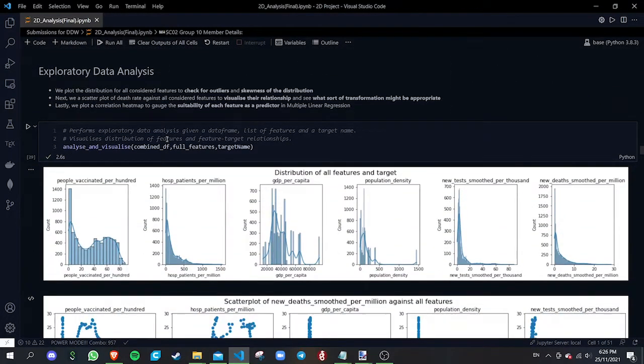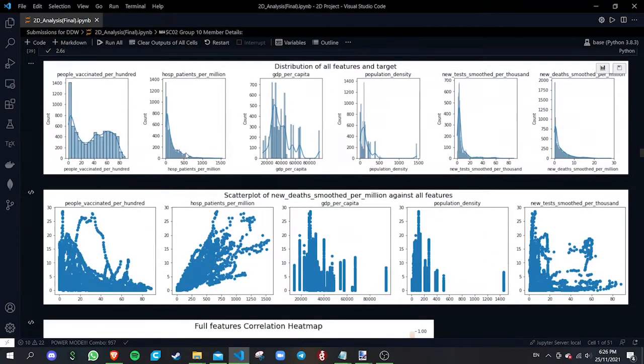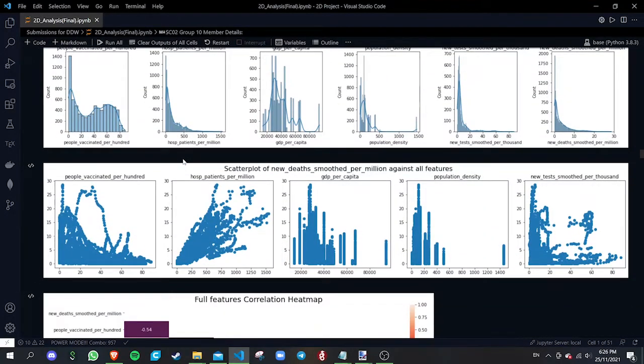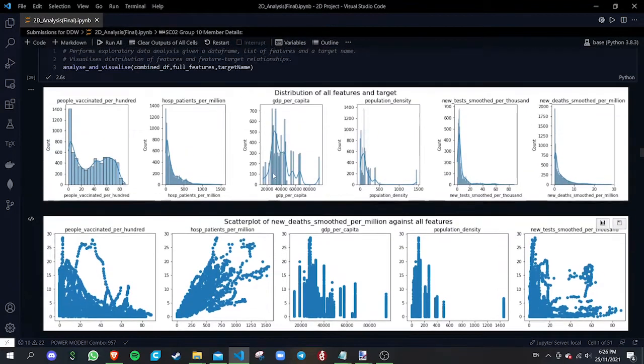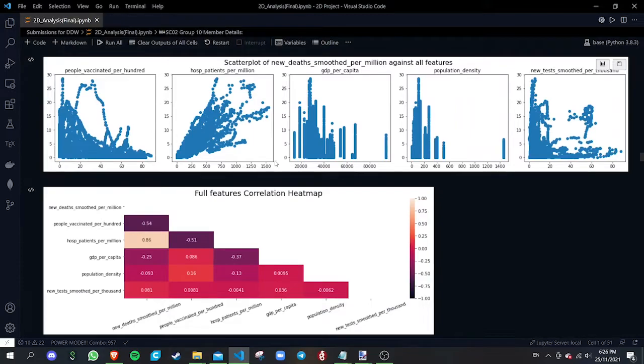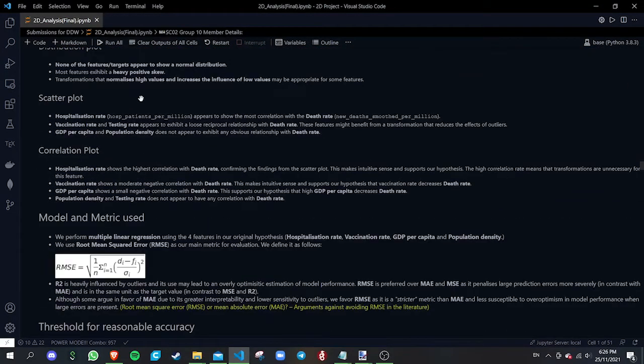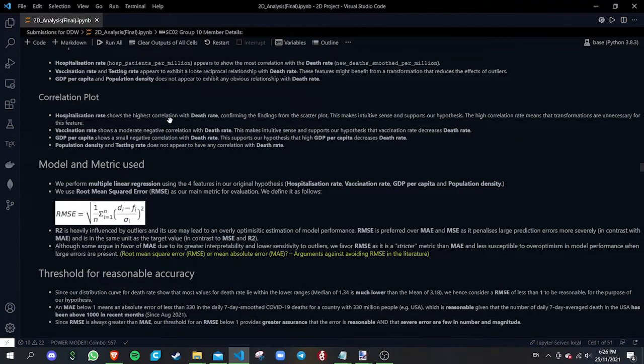We then perform some exploratory data analysis where we plot the distribution, scatter plot, and correlation heat map of all features and targets. So this will inform our feature selection and transformations later on when we iterate and improve the models. So here we provide some evaluation and justifications as to why we perform the transformations that we did later on.